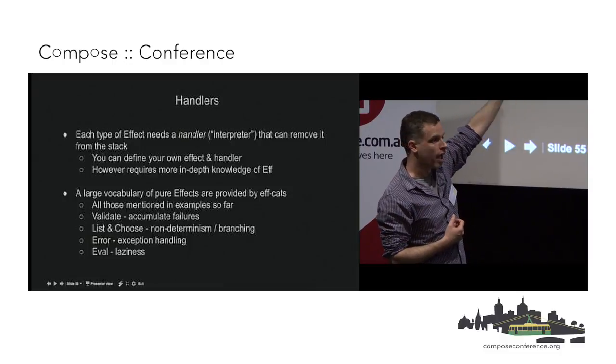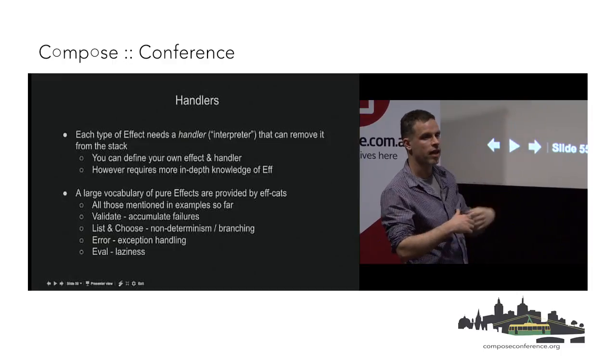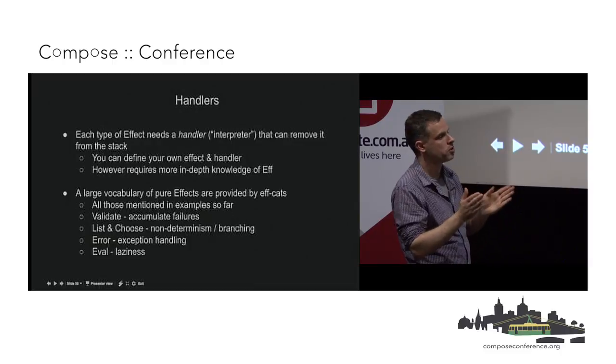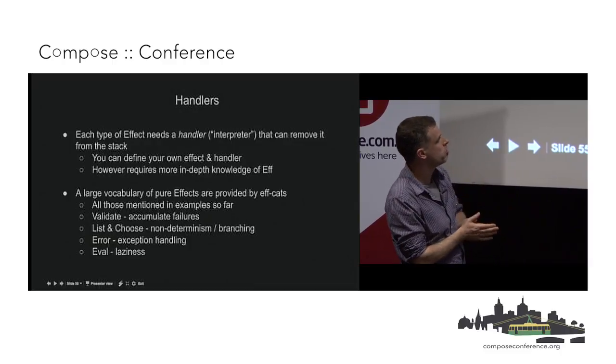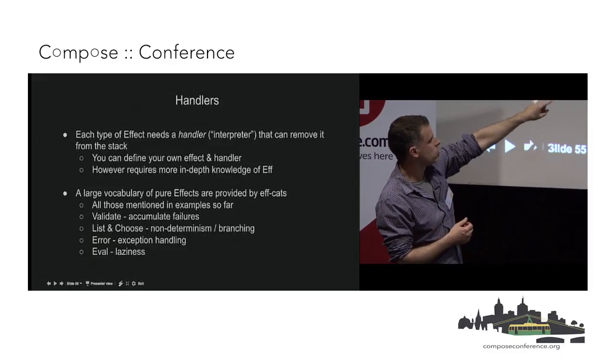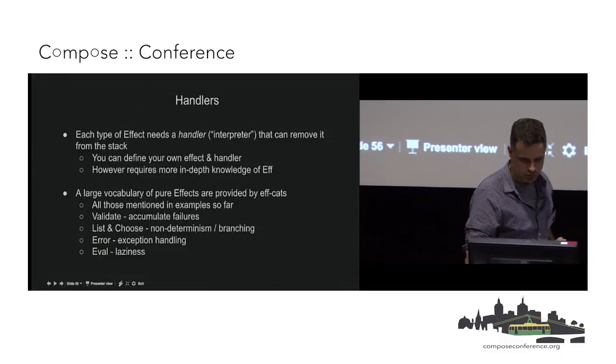Validate handles errors but accumulates failure messages. List and choose effects allow you to generate multiple different alternative options for your computation, sometimes called non-determinism or branching. Error is another kind of XOR that also traps exceptions, and eval gives you laziness.